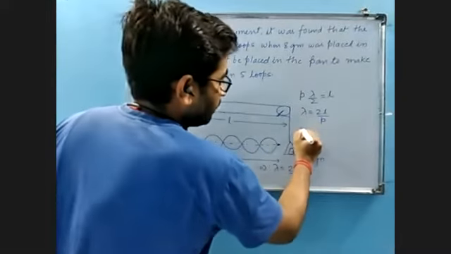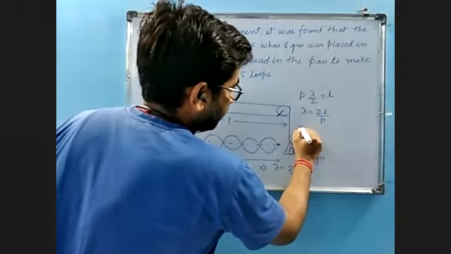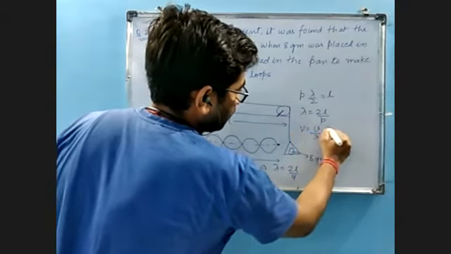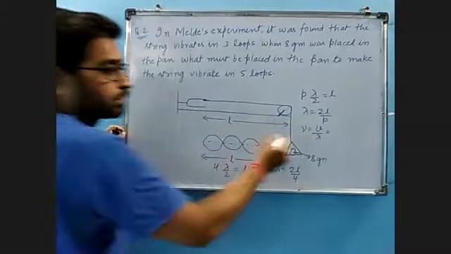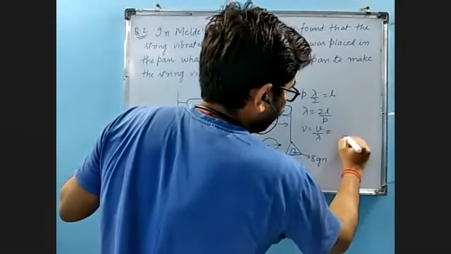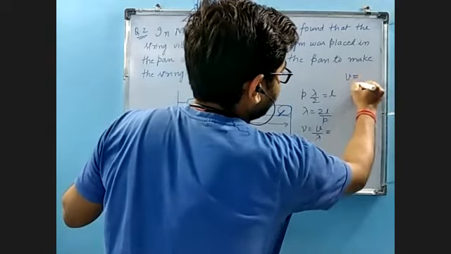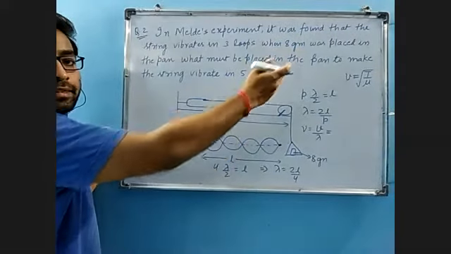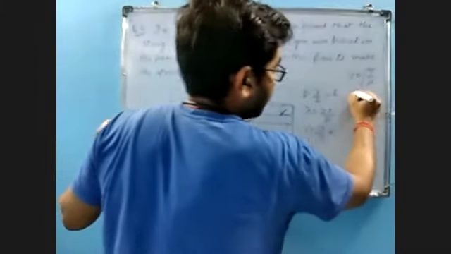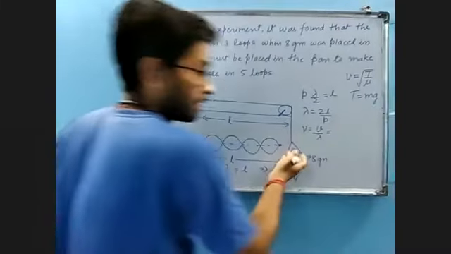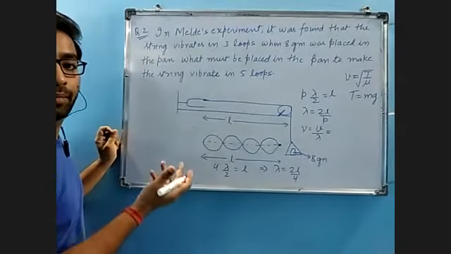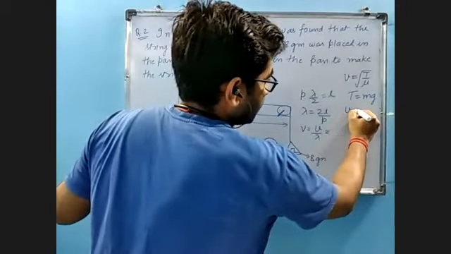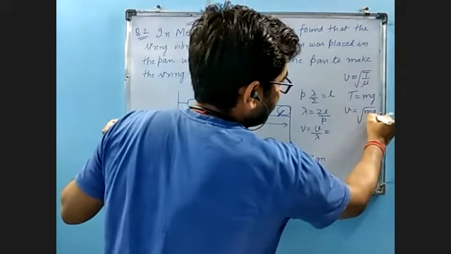Now the frequency will be v upon lambda, where v is the velocity. In the case of a string, v is equal to under root T by mu, where mu is the mass per unit length of the string and T is the tension in the string. Here T will be equal to the weight of the mass attached, that is mg. We are neglecting the mass of the pan because nothing is given about it. So v will be equal to under root mg upon mu.